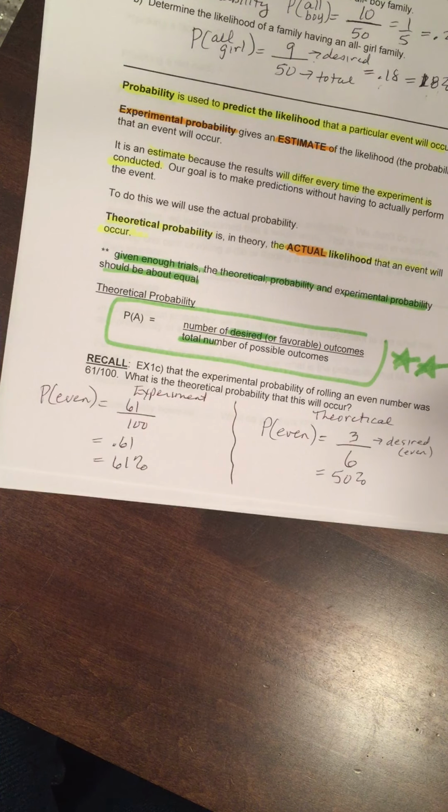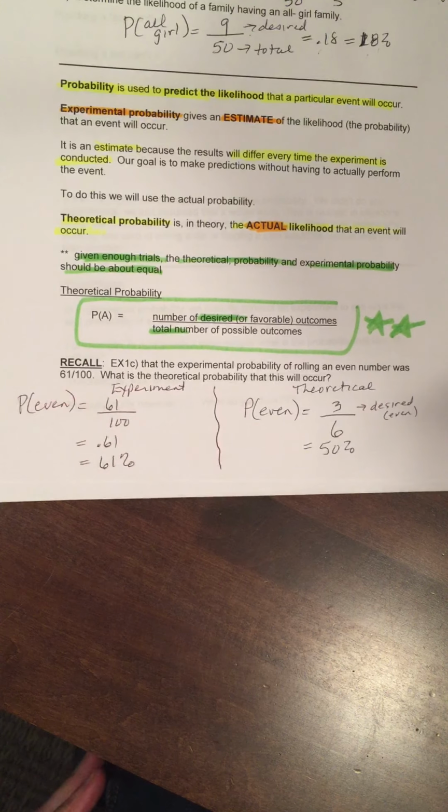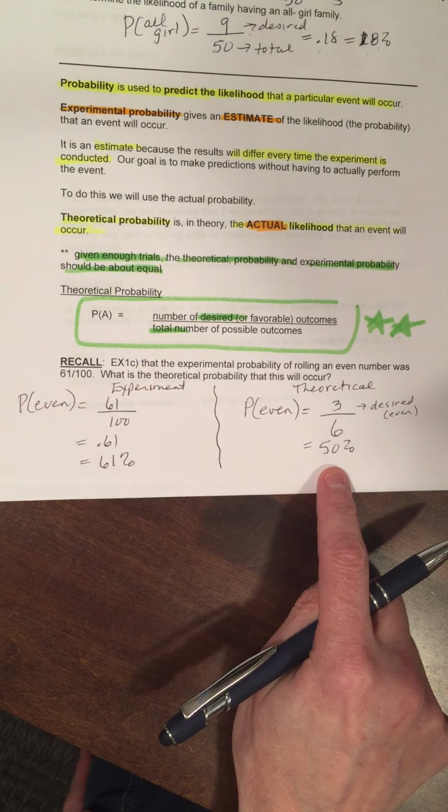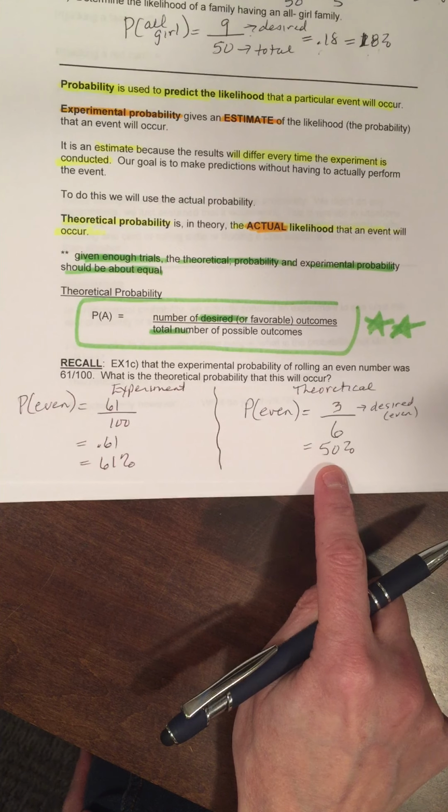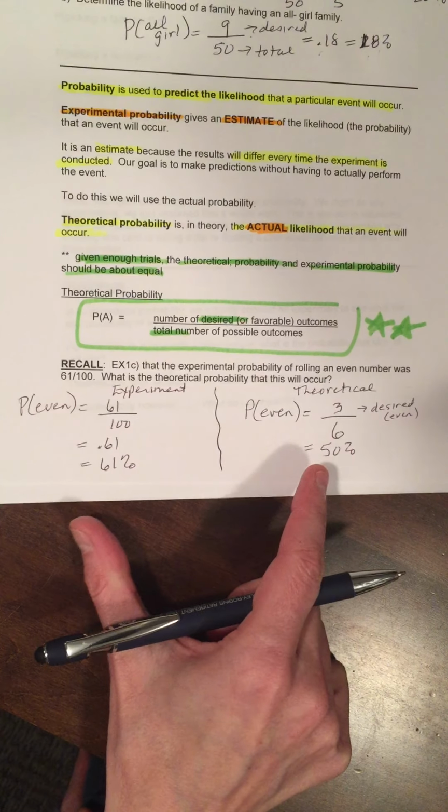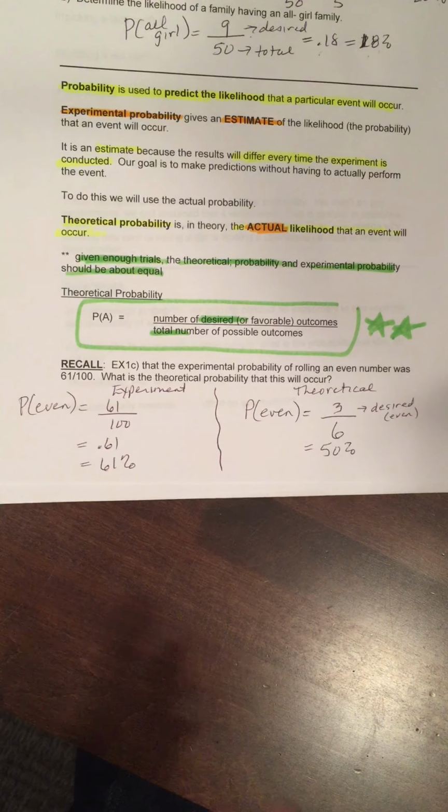So right now, look at the difference for something very, very simple that we can all visualize and understand. Experimental probability: that particular day that the experiment was run, they got a 61% chance of getting an even number. Theoretical probability is a 50% chance. So how would I eventually get these numbers closer?